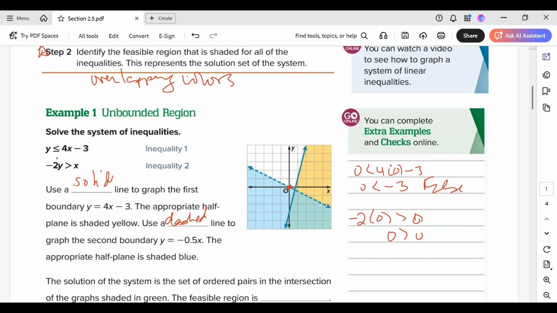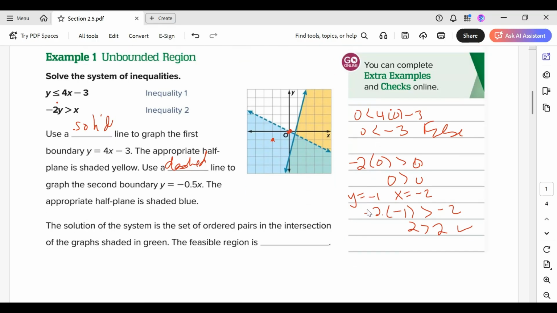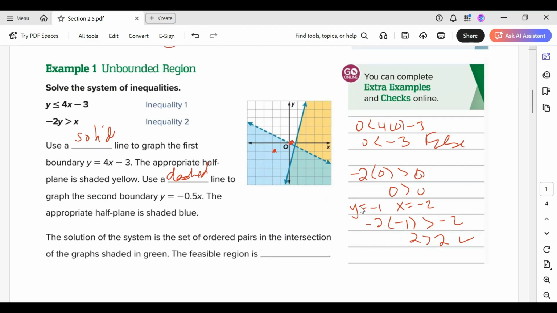So then you have to pick a point to the right or to the left of it. I would test a value of negative 2, negative 1. When y is negative 1 and x is negative 2, you plug in and you see negative 2 times negative 1 is greater than negative 2. Positive 2 is greater than negative 2, and that's why we shaded downward. So the solution of the system is the set of ordered pairs in the intersection of the graphs. So we're looking at the green, the overlapping. So the feasible region is unbounded.